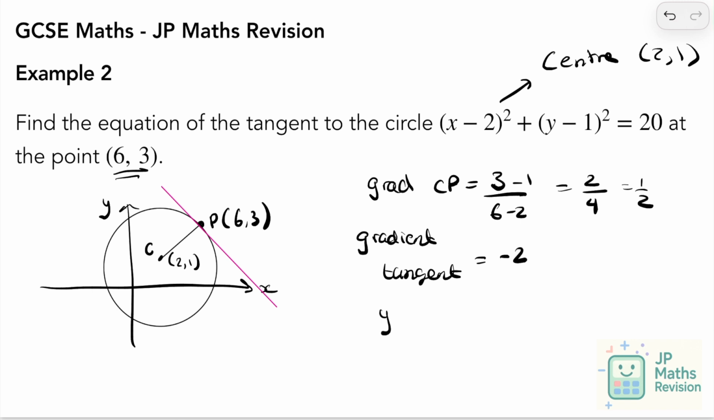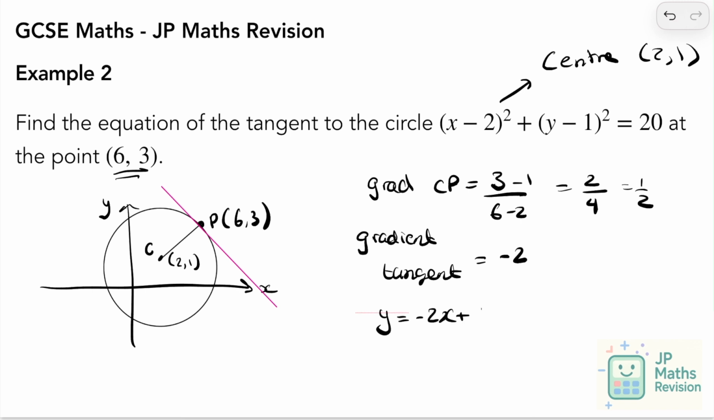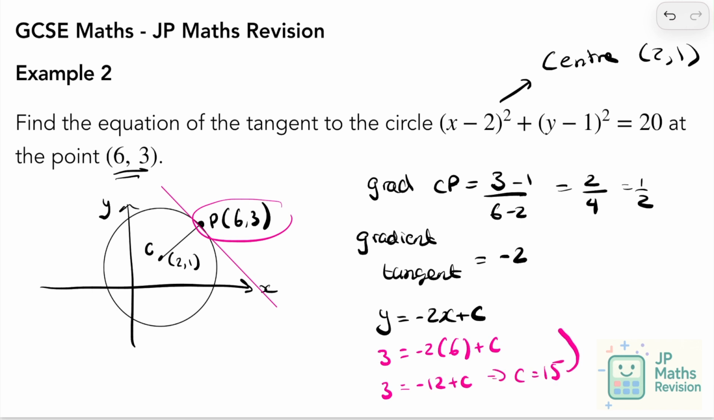So putting that into y equals mx plus c, I have y equals minus 2x plus c. To work out what c is, I need to plug in my point. The point has an x coordinate of 6 and a y coordinate of 3. So I say 3 equals minus 2 times 6 plus c. So 3 equals minus 12 plus c, and therefore c is equal to 15. So if I put this back into here, my answer is y equals minus 2x plus 15.